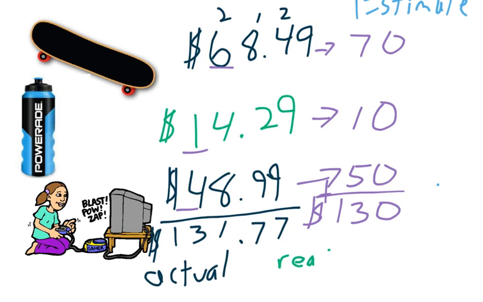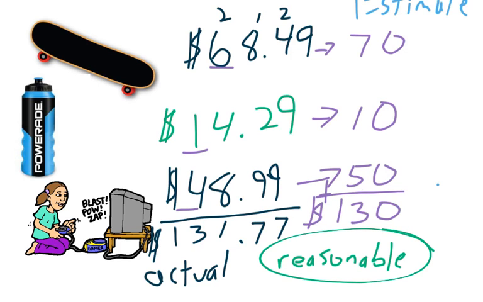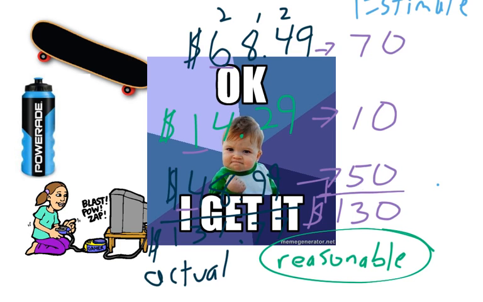If it's not reasonable, you probably rounded incorrectly. So always check to make sure it makes sense. Great, you got it.